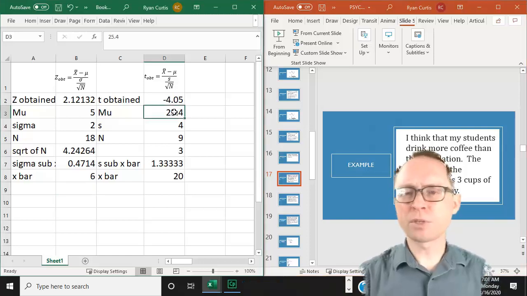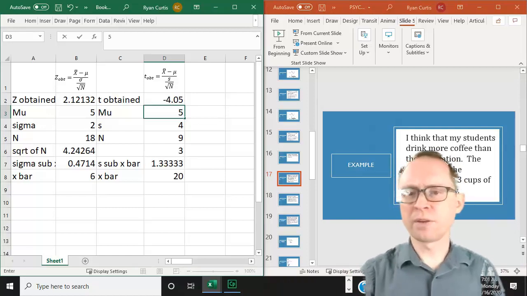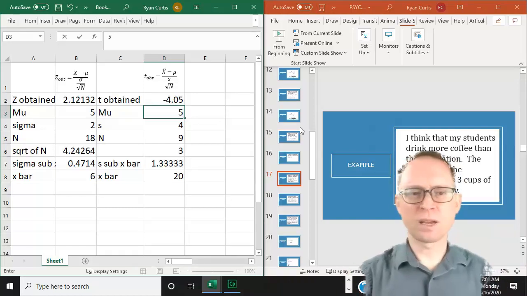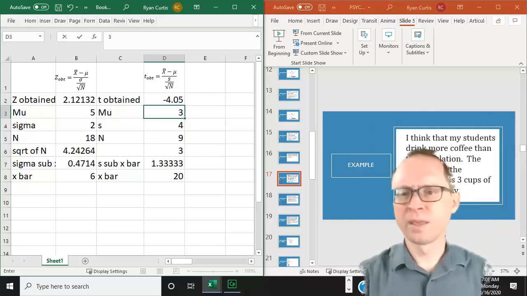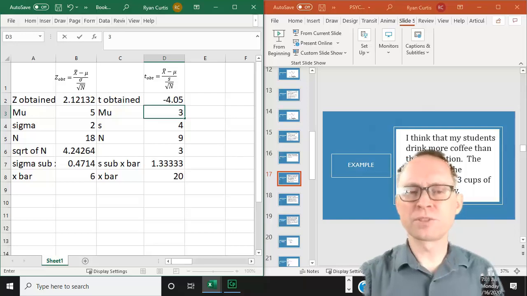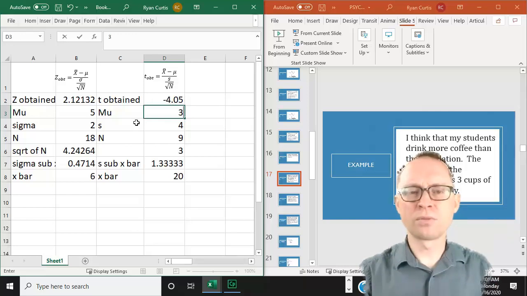Mu that we have, and now we're talking about the cups of coffee, the mu is 5. Look over here, the average, I lied. Mu is not 5. Mu is 3. I apologize for that. The average for the population is 3. So mu is the average for the population. That's 3. Now notice that I don't have a sigma here because I don't know. For a single sample t-test, you do not know the standard deviation of the population. You only know the standard deviation of the sample.